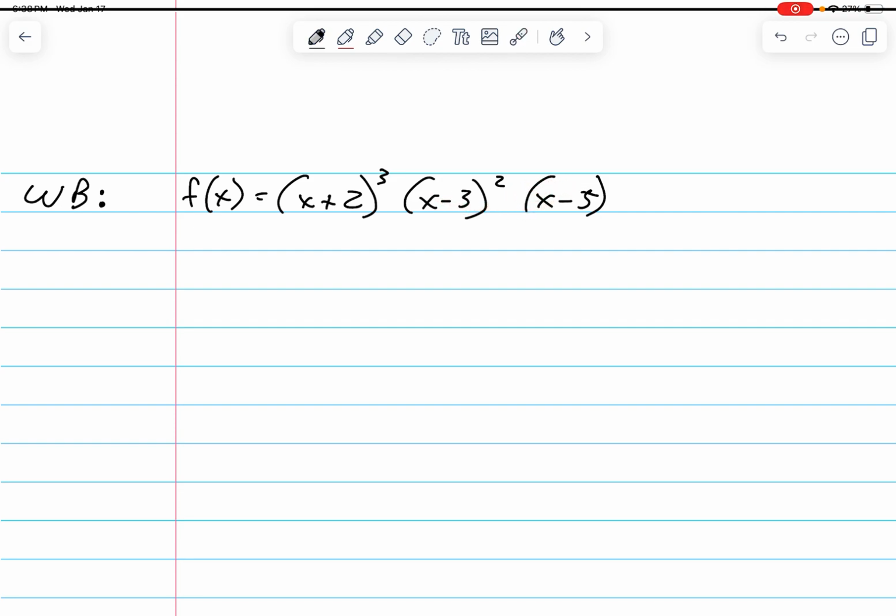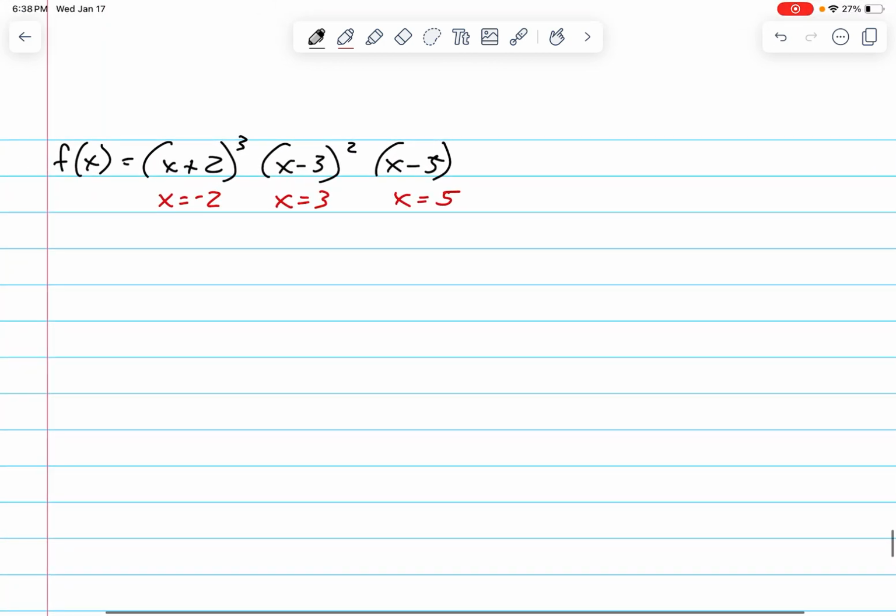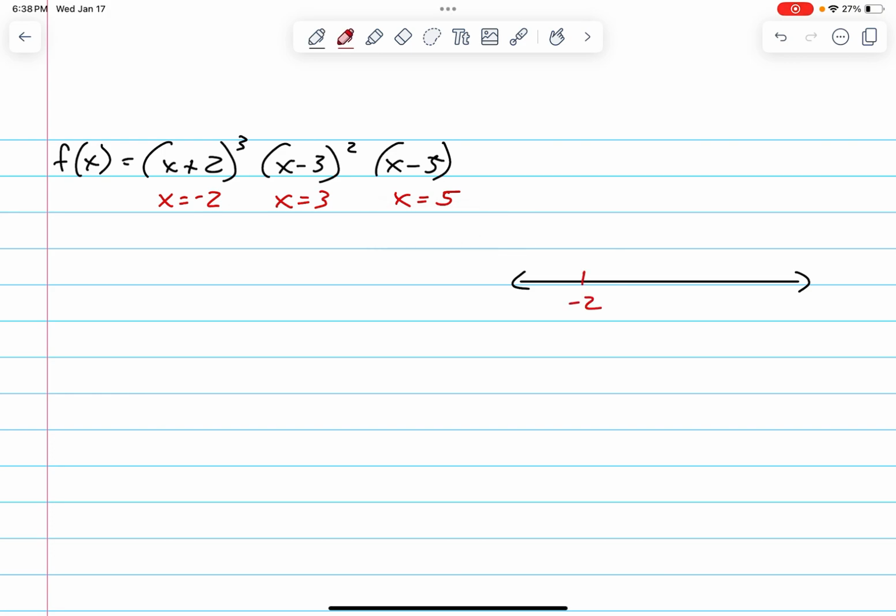It's in factored form for us, so the first thing I'm going to do is take our 3 roots. Here they are. Make sure they're in number line order, which they are, and label them on a number line. It's nice to be able to see what this function will do in relation to passing through the roots and being above or below the x-axis.